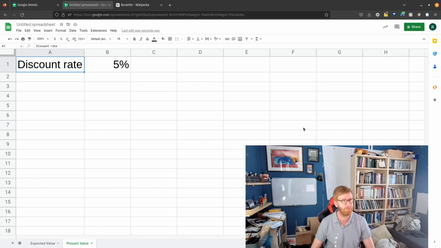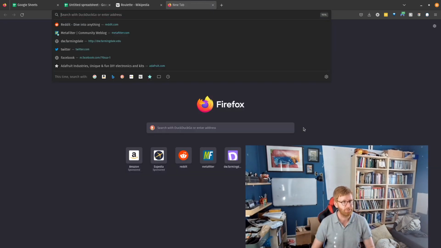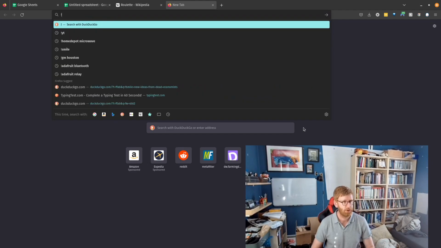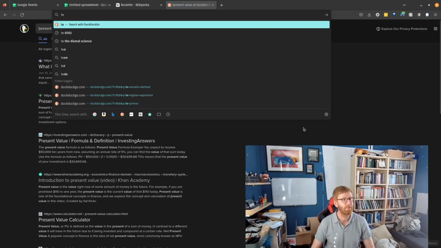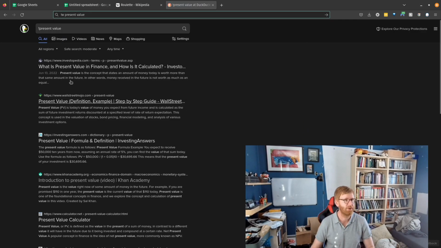All right, let's take a look at the math really quick. So, present value. Did it wrong. Wikipedia, present value. Or actually, you know what? Investopedia will do the trick.